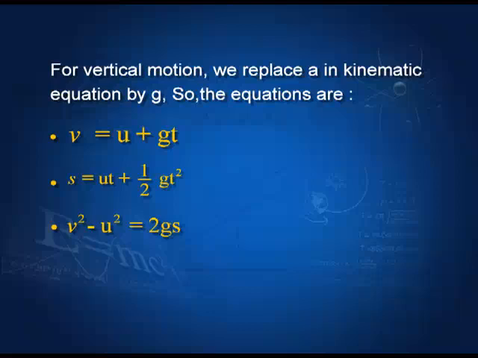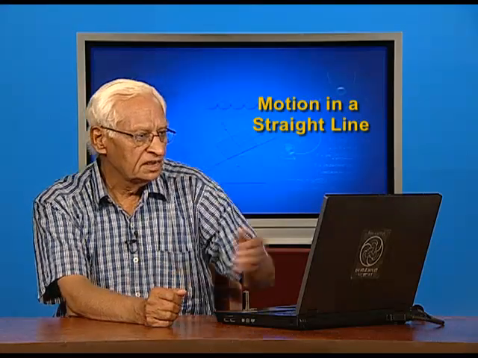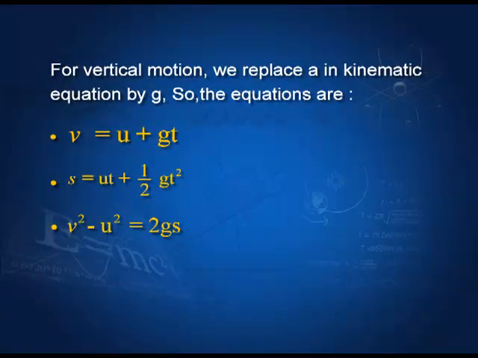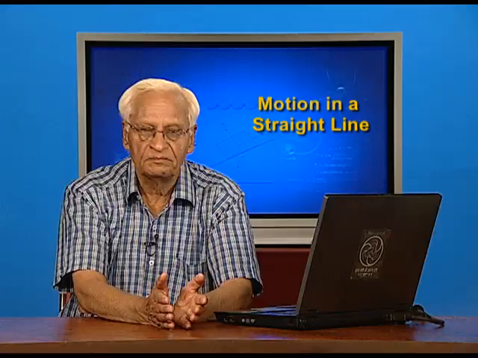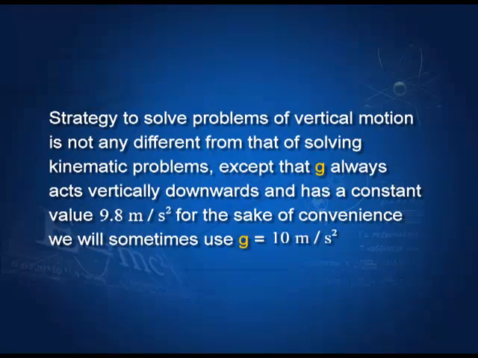For vertical motion, we take the same kinematic equations. All that we do is to replace a by g, the acceleration due to gravity, and we get these equations: v equal to u plus g t, s equal to u t plus half g t square, and v square minus u square is 2 g s. Strategy to solve these problems is the same as we did earlier. It is not different. The value of g for most places on the earth is 9.8 meters per second square.